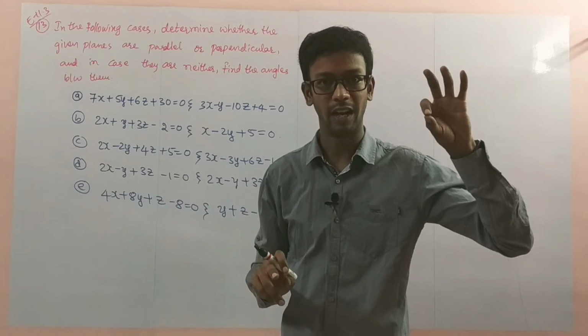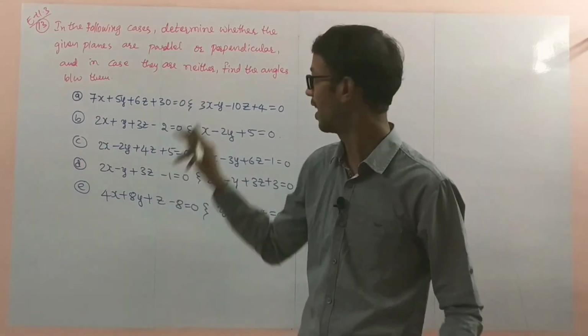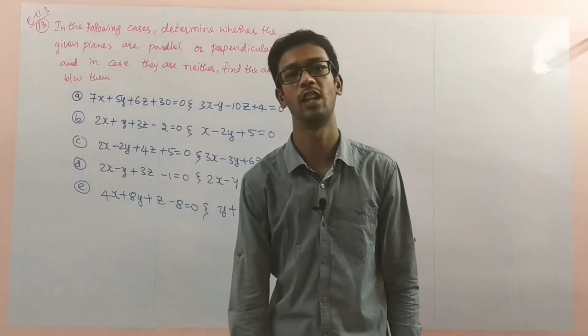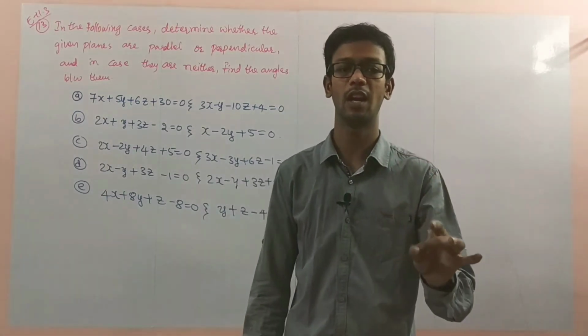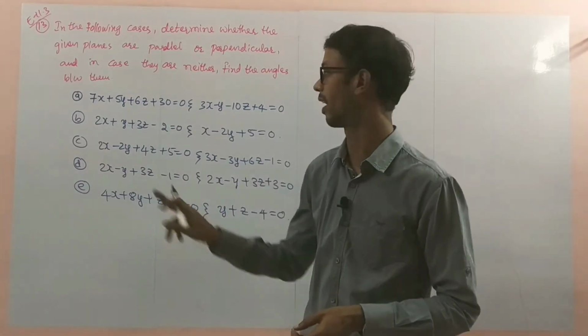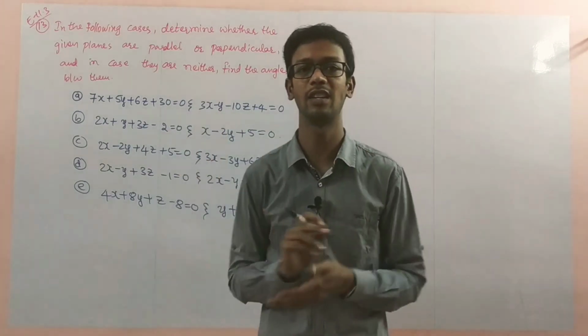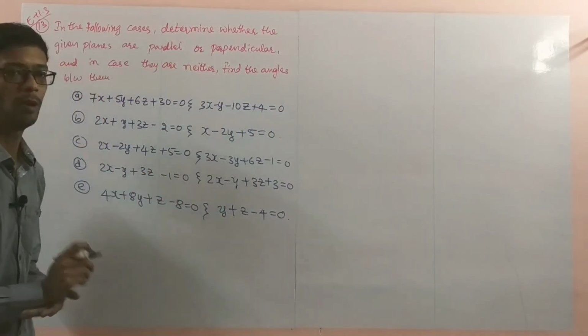Sometimes it is not parallel and non-perpendicular. That time you have to find the angle between them. First of all you have to check parallel or not, perpendicular or not. Both not means you have to find the angle between two planes. Formula is there. Cartesian equations is there. Cartesian formula you have to use here. So now one problem I'll explain here.